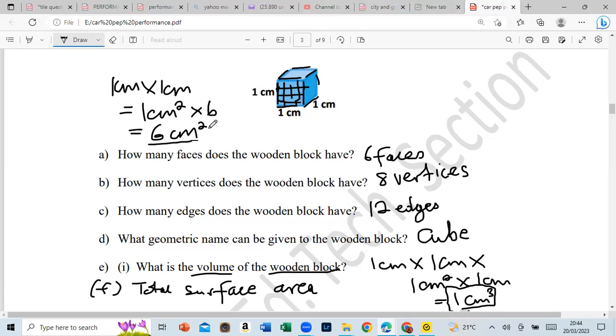Notice that the unit is centimeters squared. Once it's area, it's the number of square units, so it's squared. That's 2 dimensions. Area is 2 dimensions: length and width. Length is just 1 dimension.